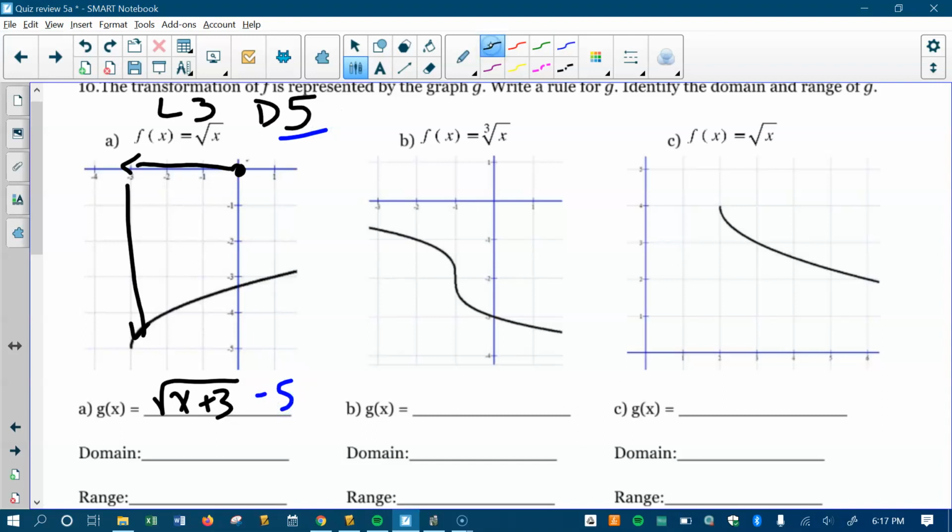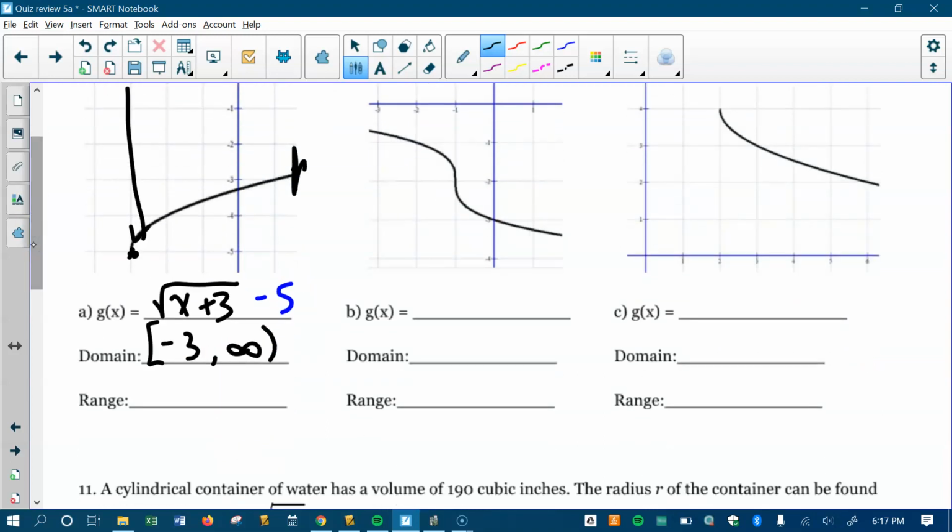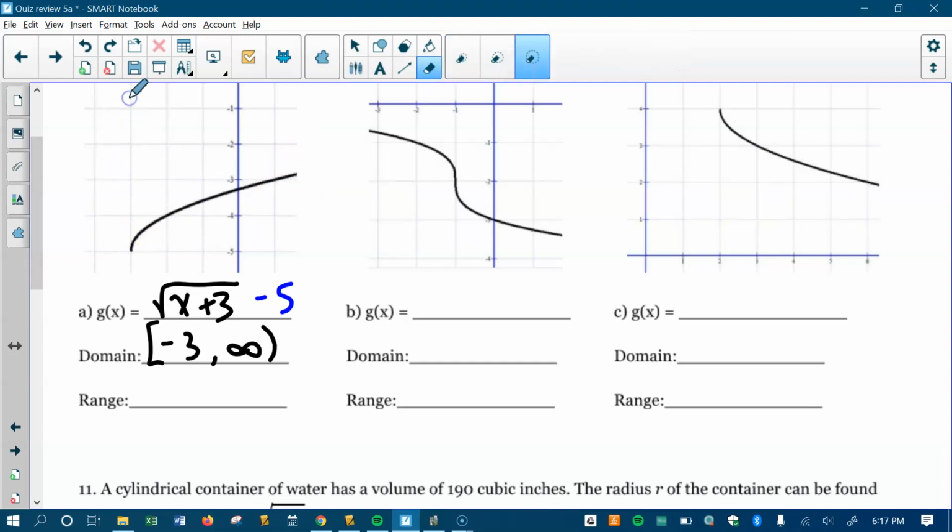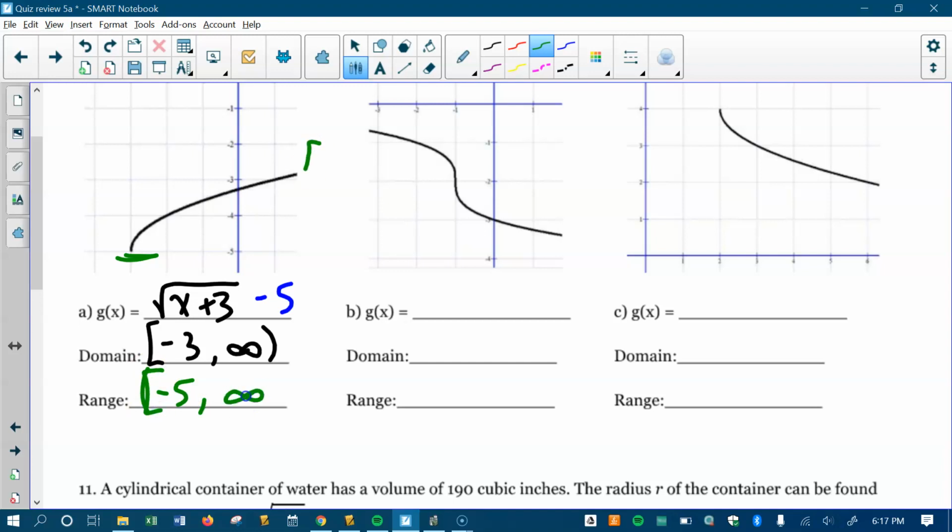My domain on this, well, my farthest left x value is -3. My most right x value is infinity. For the range, kind of same idea. My lowest y value is -5. My highest end of bracket, my highest y value, well, there is none because it keeps going up, so infinity.